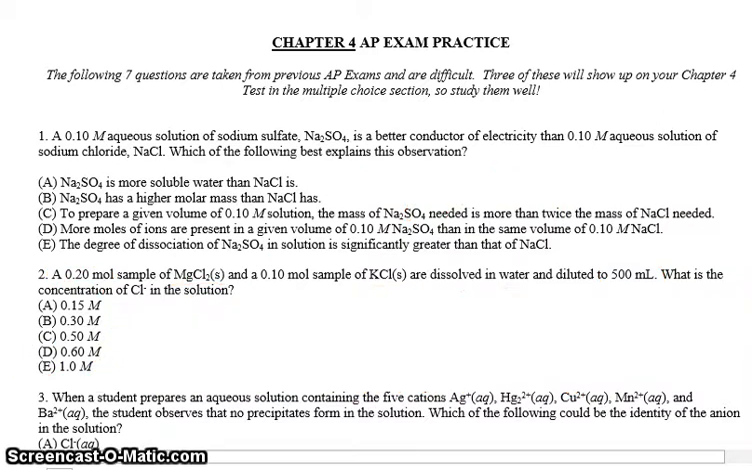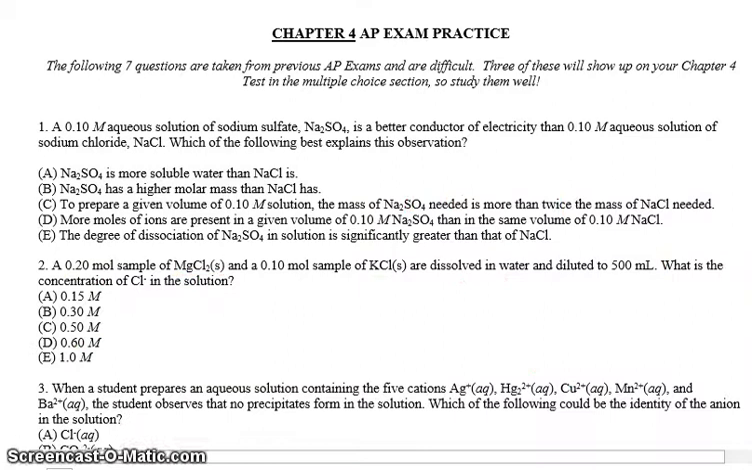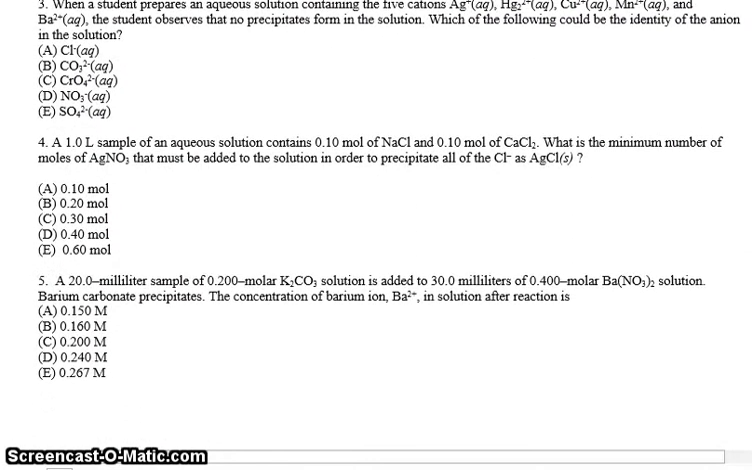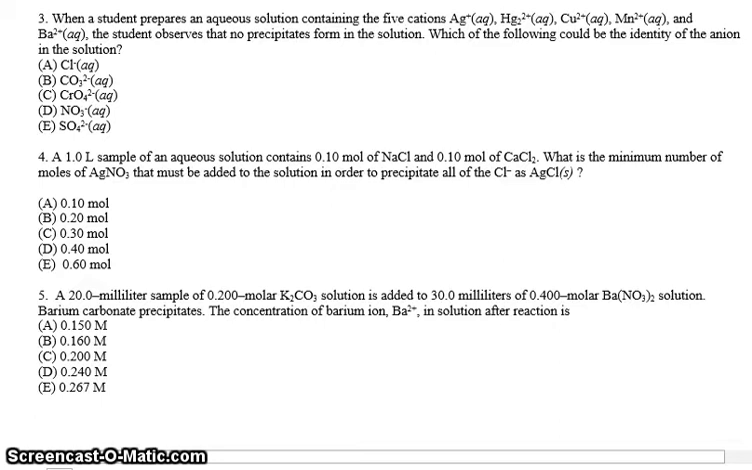Let's go on to number 3. In number 3, let's pull all of the rest up. We have, when a student prepares an aqueous solution containing 5 cations, we have silver, mercury, copper, manganese, and barium.